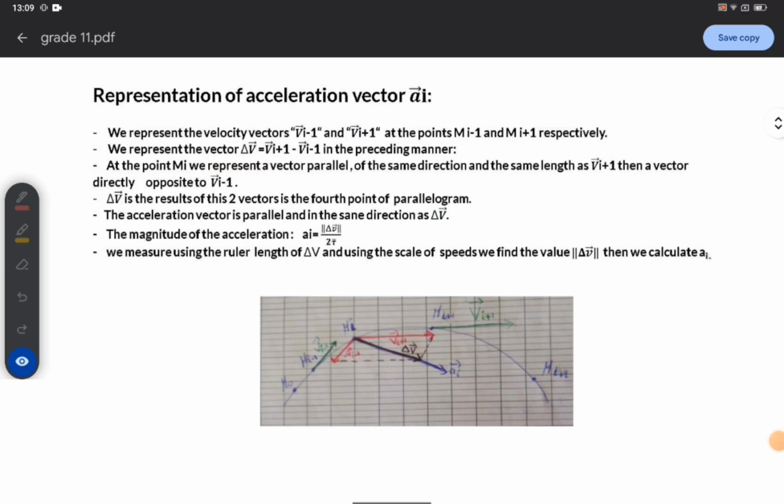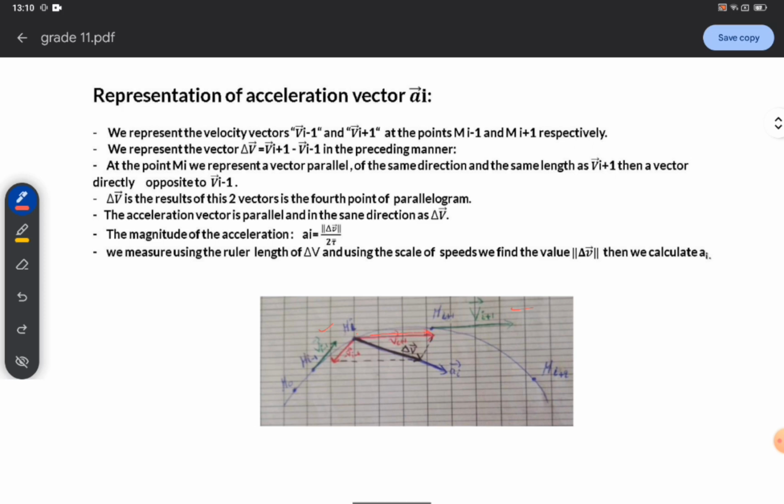Representation of acceleration vector ai. We represent the velocity vectors vi minus 1 and vi plus 1 at the points mi minus 1 and mi plus 1 respectively. So this is vi plus 1 and this is vi minus 1. Then we represent the vector delta v, vi plus 1 minus vi minus 1, in the following manner. At the point mi, we represent a vector parallel, of the same direction and the same length as vi plus 1.